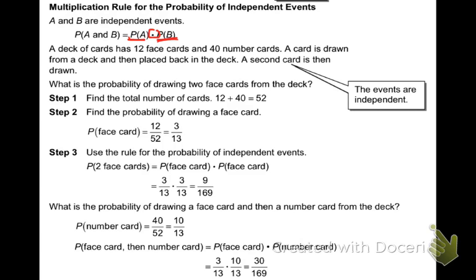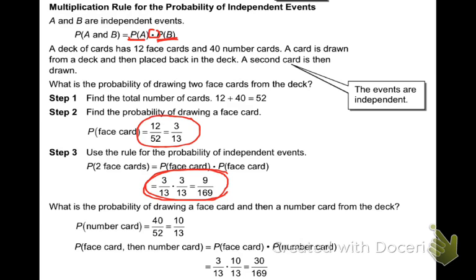Okay, so example here. A deck of cards has 12 face cards. Face cards are Jack, Queen, King. And 40 number cards. A card is drawn from a deck and then placed back in the deck. A second card is then drawn. So the card is drawn, looked at, placed back in the deck. Deck does not change. Independent events. What's the probability of drawing two face cards from the deck? Well, probability of drawing a first face card is 12 out of 52 or 3 out of 13. Probability of drawing a second face card is the same because the deck does not change. So probability of both of those things happening is 9 out of 169 because we multiplied those two.